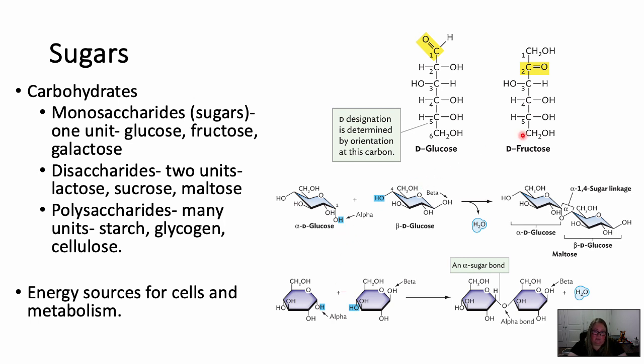Okay, with L sugars, because this bond is going to be different, it's actually going to be up instead of down because of the orientation at this fifth carbon. Those L sugars can't be broken down by our bodies. In fact, aspartame is an L sugar, we can't break aspartame down. So if you drink a lot of diet soda, you're going to drink a lot of aspartame. So what happens is it just builds up in your bloodstream and you're going to start peeing it out.